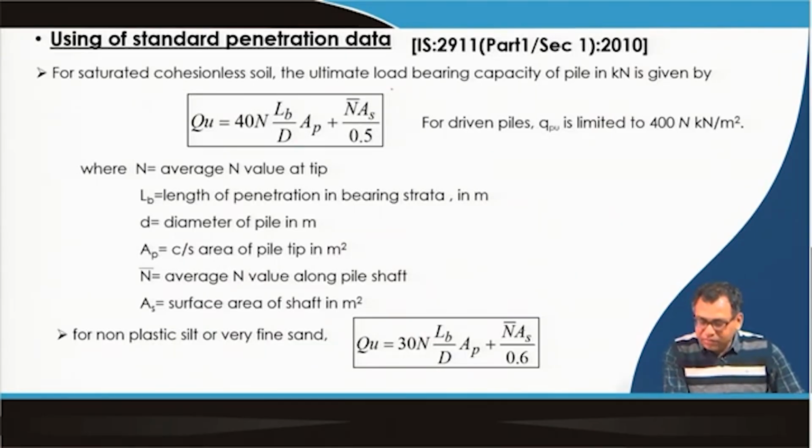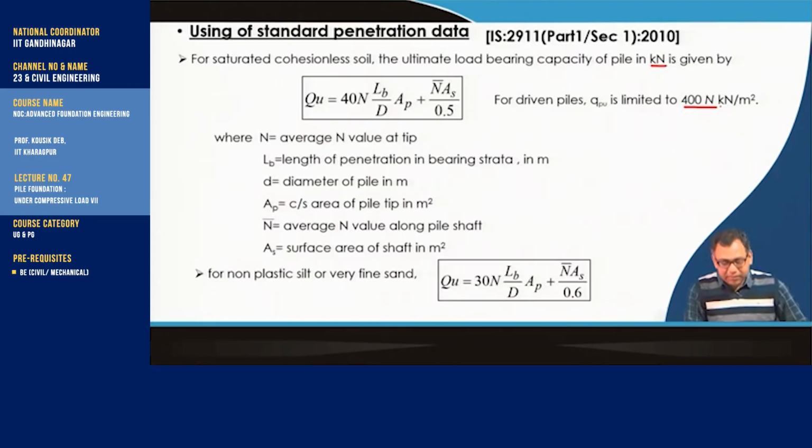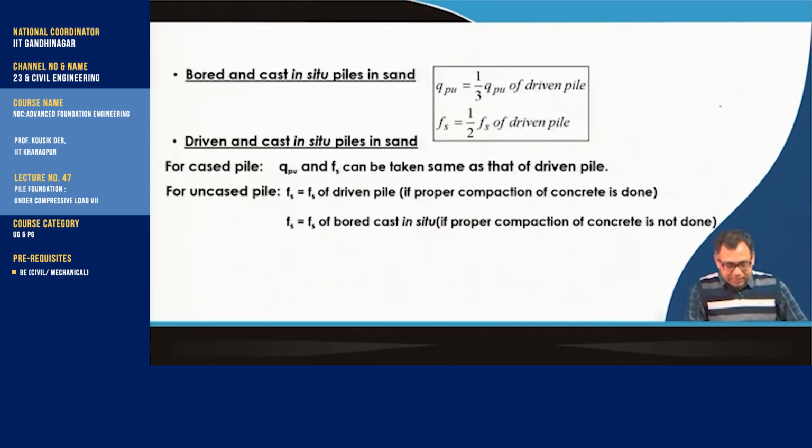So, this QU is in kilonewton. And this QP for driven pile is, because first part is for the QP, second part is for the friction resistance part. First part is the tip resistance, second part is the friction resistance, and that first part is limited to 400 N, N is the N value, kilonewton per meter square. So, this way also we can determine the pile ultimate load carrying capacity.